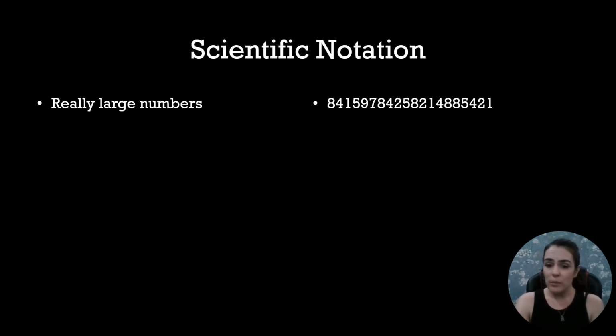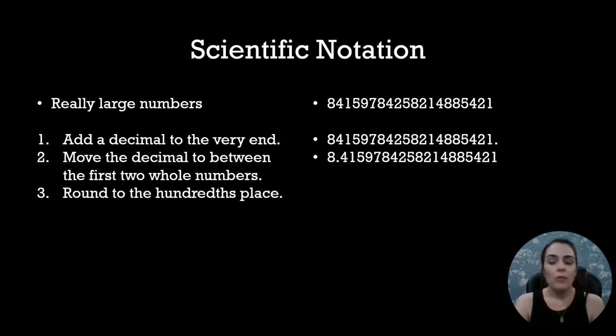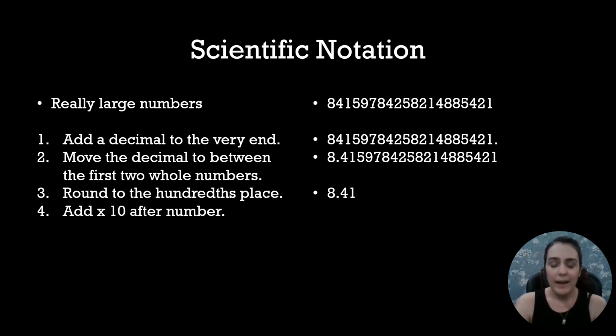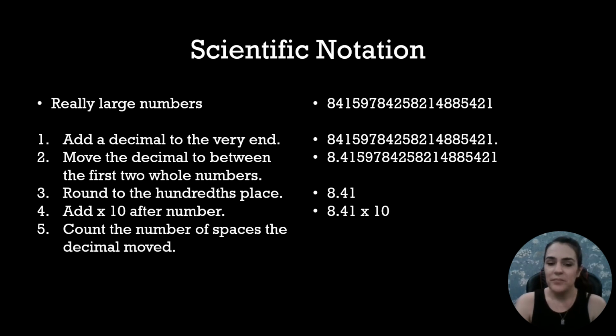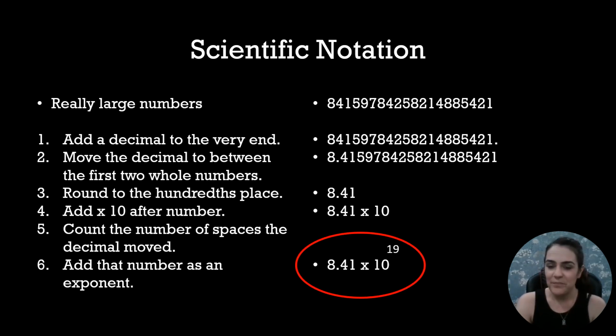It's still a really large number. You want to add a decimal to the very end, just like that. Move the decimal to between the first two whole numbers. Round to the hundredths place, 2 spaces. Add times 10 after the number. And count the number of spaces that the decimal moved. In this one, it's a big one. 19 spaces. That number is added as your positive exponent. Remember, really large numbers get a positive exponent, just like that.